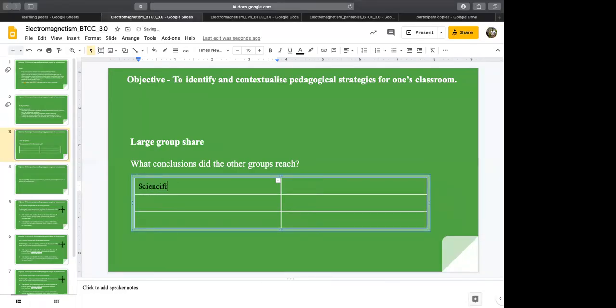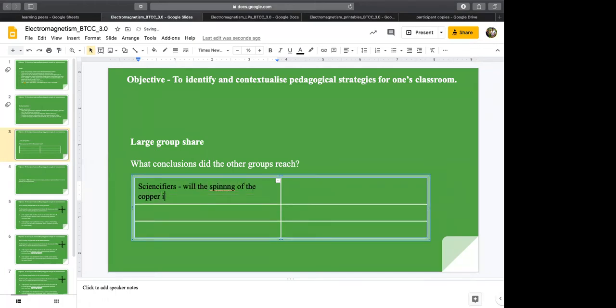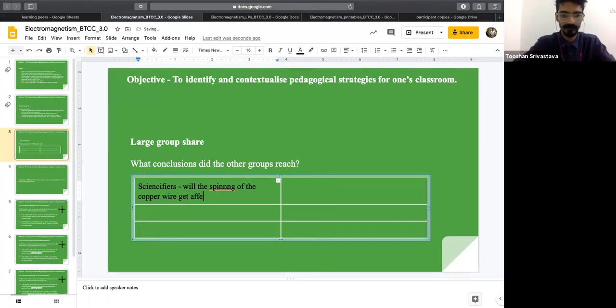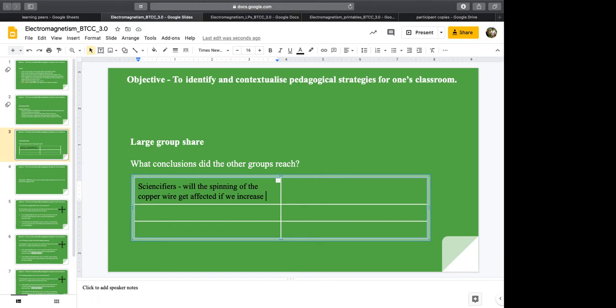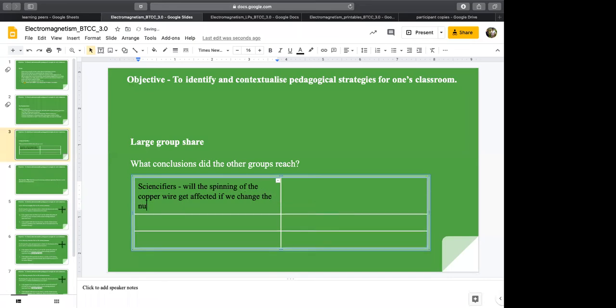Yeah, so that's the name of our group, and the question that we have is, will the spinning of the copper wire get affected if we increase or decrease the number of magnets? Okay. All right. As I type this, can you please tag someone else and they can do the same? Share their team name and then basically what is the question? Yes. So I would like to tag Bonita.